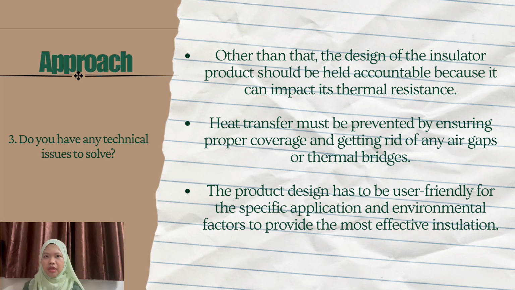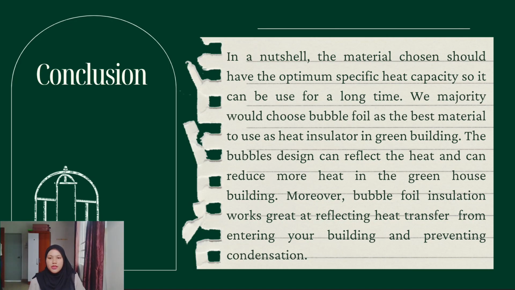Other than that, the design of the insulated product should be held accountable because it can impact its thermal resistance. Heat transfer must be prevented by ensuring proper coverage and getting rid of any air gaps or thermal breaches. Lastly, the product design has to be user-friendly for this specific application and environmental factors to provide the most effective insulation. In a nutshell, the material chosen should have the optimal specific heat capacity so it can be used for a long time. The majority of us would choose bubble foil as the best material to use as heat insulator in green building. The bubble design can reflect the heat and can reduce more heat in the greenhouse building.